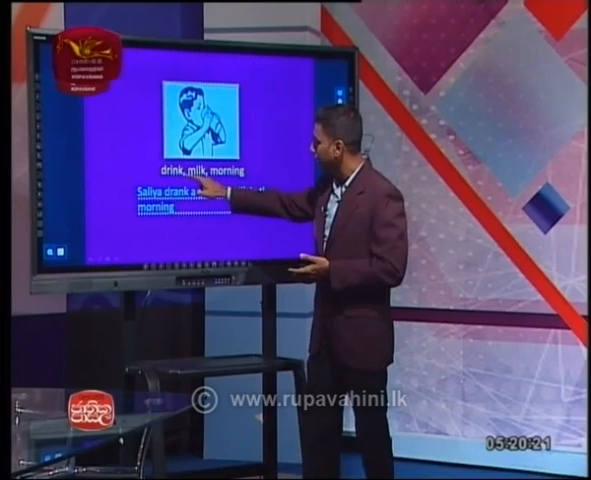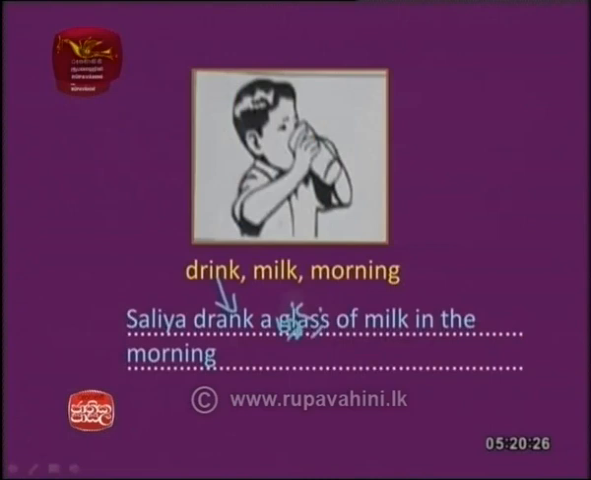And drink, that is the past tense. Milk was used as a glass of milk, morning as in the morning. Right, so Salia drank a glass of milk in the morning. This is the clue, children. The word was drink, but it was written like drank, as the past tense.